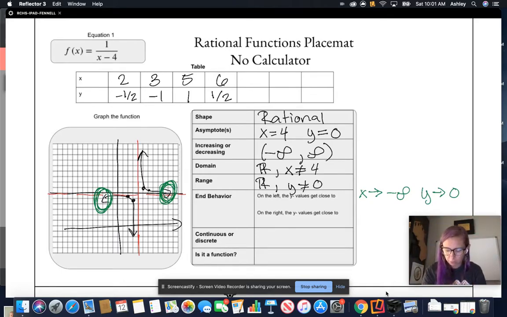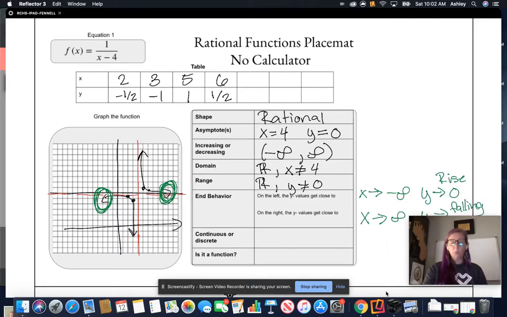All right, how about on the right? So as x goes to positive infinity, or on the right of this function, what's happening to my y values? Well, now my y values, also we would say these are rising to 0. And in this case, my y values are falling to 0.